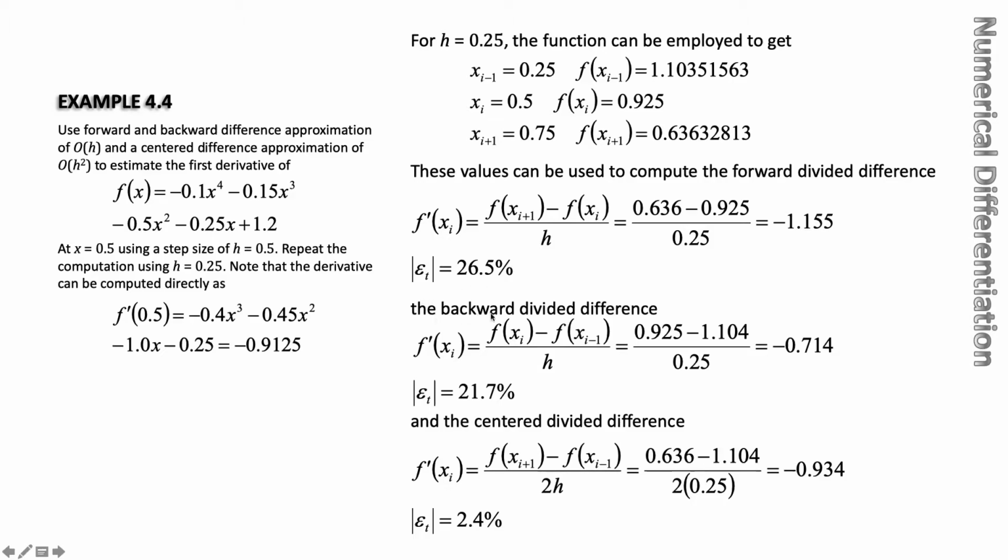If we use the forward divided difference, the derivative gives us negative 1.155, giving us an error of 26.5%. The backward divided difference technique gives us negative 0.714 for the first numerical derivative, with an error of about 22%, while the center divided difference gives us a value of negative 0.934 for the first derivative, giving us an error of 2.4%. Notice that if we reduce the step size, all of the errors are also reduced. Also, consistently, the center divided difference has a much smaller error compared to the errors from the forward divided difference and the backward divided difference techniques.